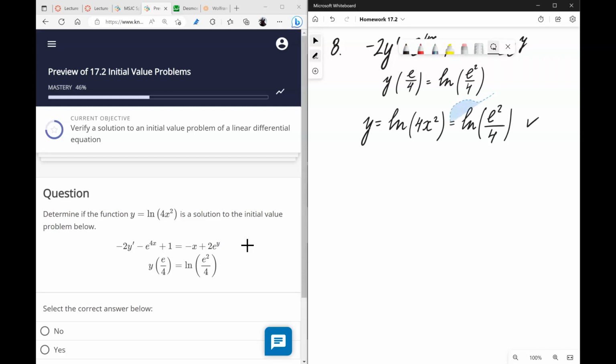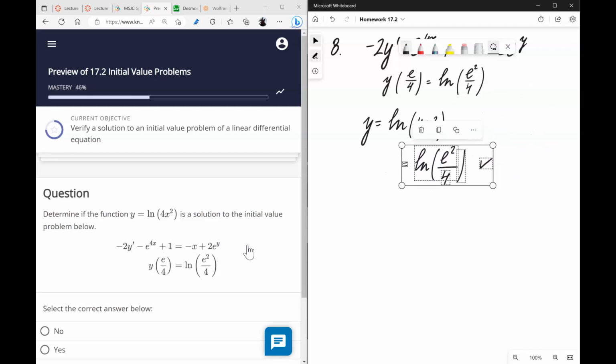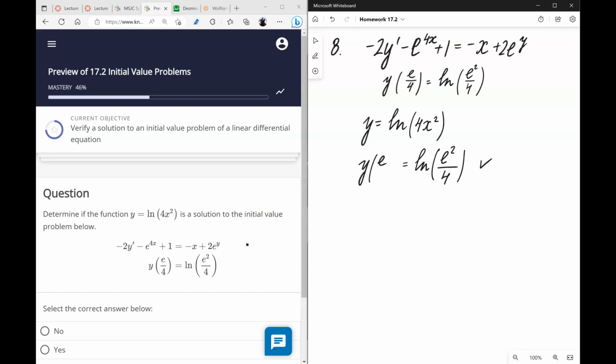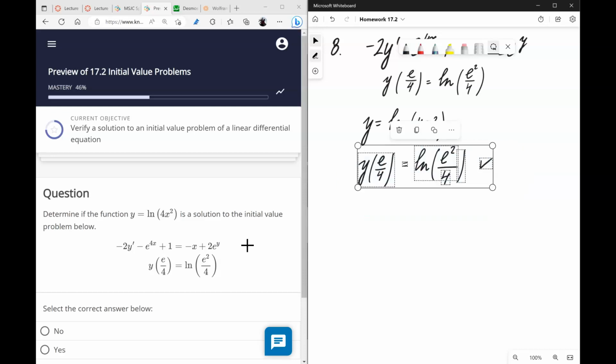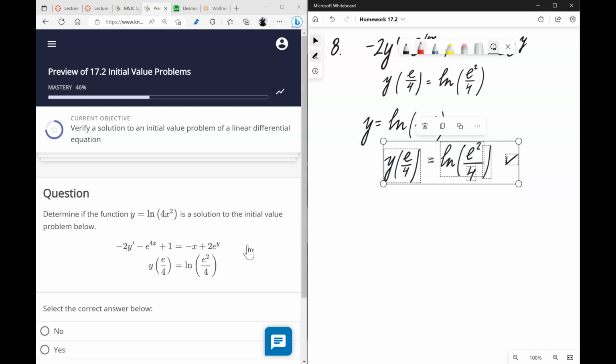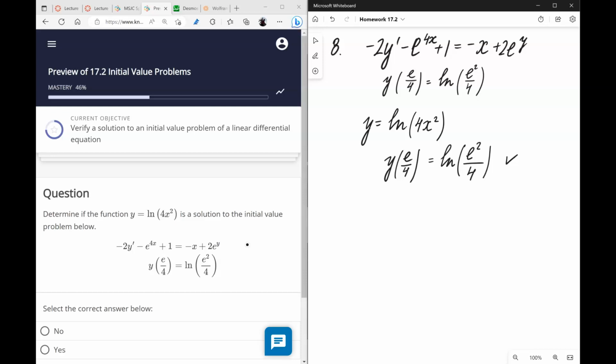So this is me trying to evaluate y at e over 4. And now I'm going to find the derivative.